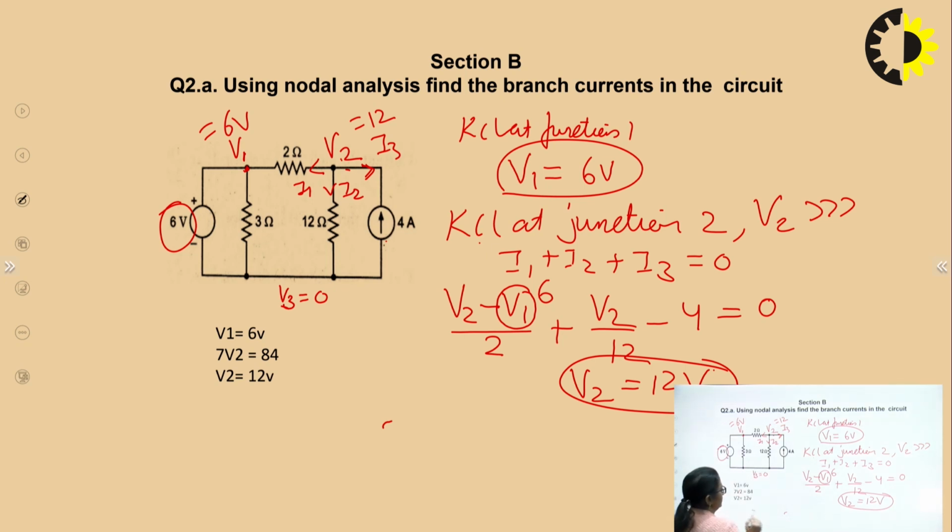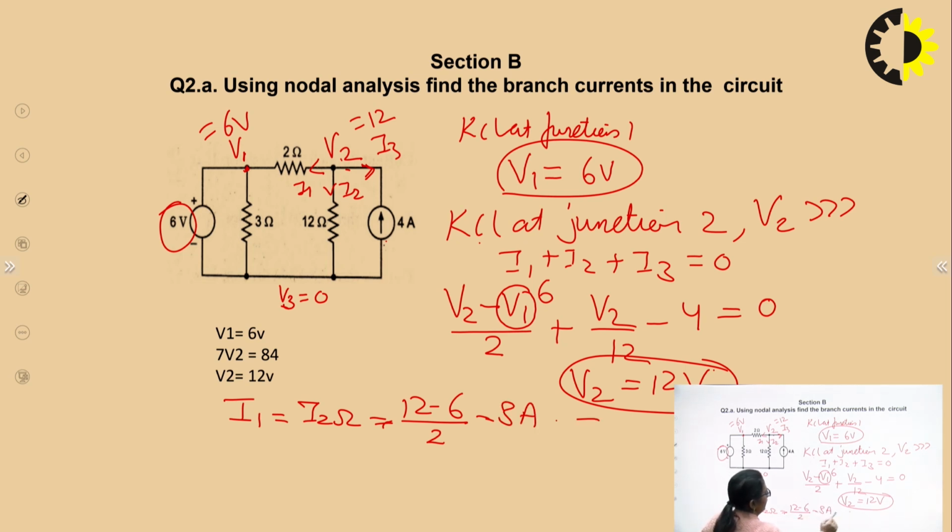Say, how much is the current I1? That means the current in the branch with 2 ohms. That can be given as V2 minus V1, which is 12 minus 6, upon the resistance 2. So 6 upon 2 is 3 amperes, and the direction would be towards the left, from 2 to 1. Fine.